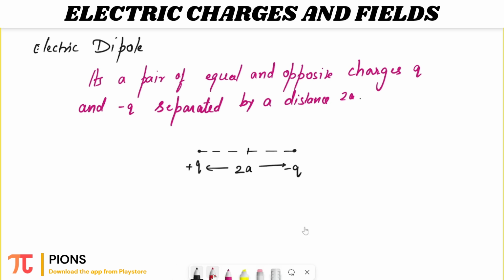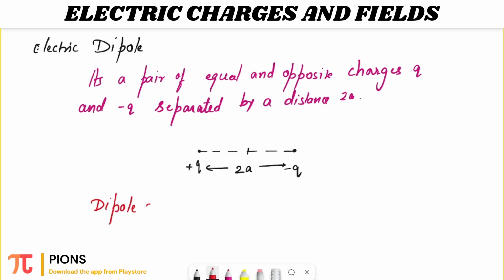But because this is done in class, most of the students make it wrong. Like if they are given the separation between the two charges as 10 centimeter and they have to define the dipole moment, we will talk about dipole moment, there they will directly multiply 10 with 2. I don't know why. So be very careful. 2a is the separation between the two charges.